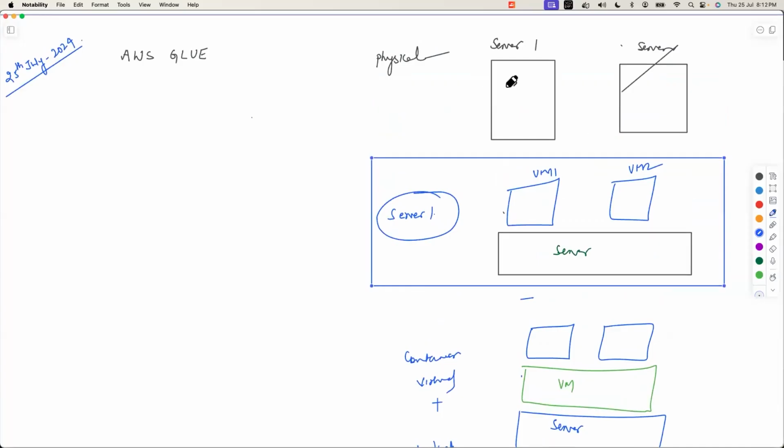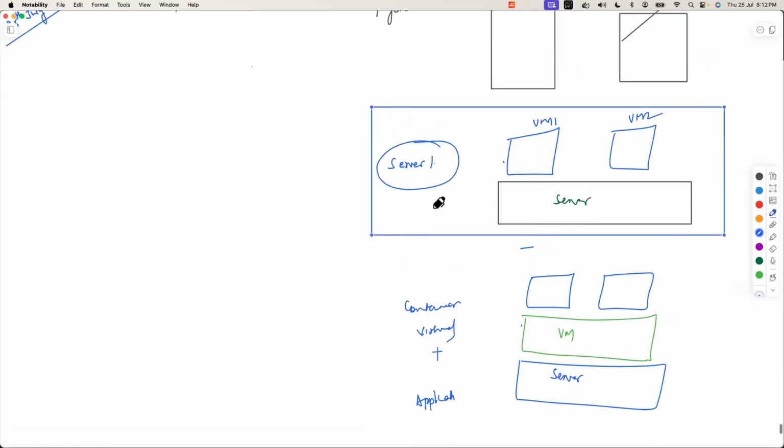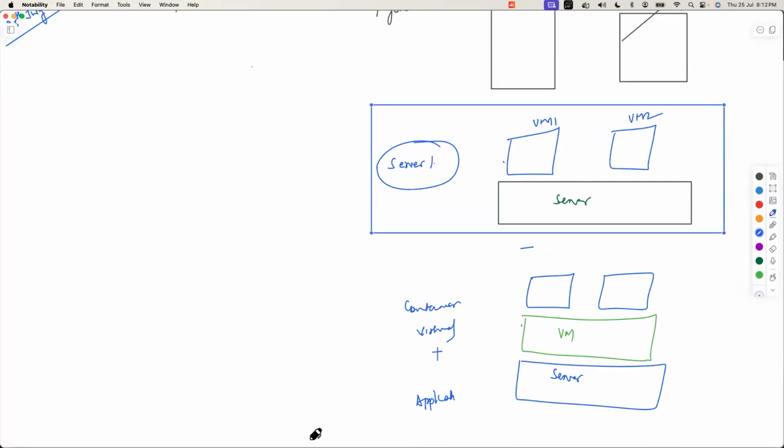First are the physical servers. After that, you have VMs. Then you have containers, or in case you are on containers, you are running two modules on a single container, then that can be considered. But in any which way, where do you get more isolation? As soon as you go from here to here, you will have more isolation.